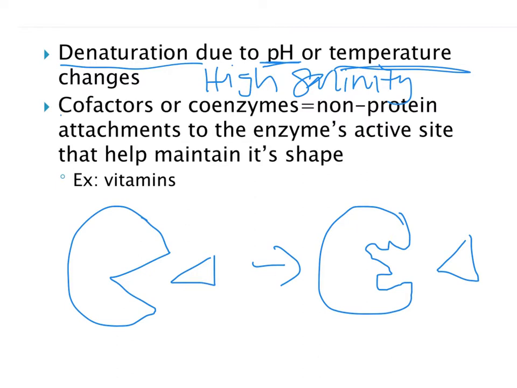Also, you have cofactors or coenzymes that can help to control an enzyme's activity. Oftentimes these can scaffold, so they can hold the active site of the enzyme into a particular shape so that it can still be active outside of, say, a normal temperature or pH range. Those cofactors or coenzymes are not made of protein. An example of this is some of the vitamins that you take. They bind in here and scaffold and hold the active site into a specific shape.